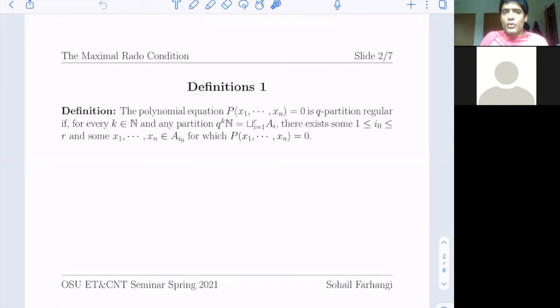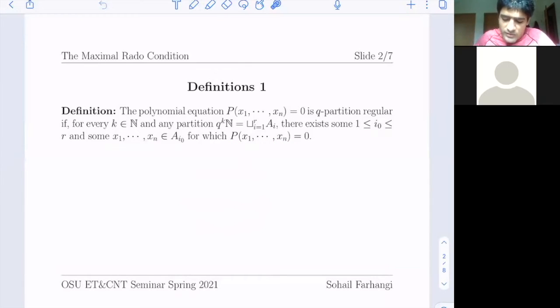We just need a couple of new definitions that we didn't have from last time. So if we have a polynomial equation, p of x1 to xn equals 0, then I will say that it is Q partition regular if for every integer k and every partition of the multiples of q to the k, there is some set in the partition and some elements in that set which satisfy the equation p of x1 to xn equals 0.